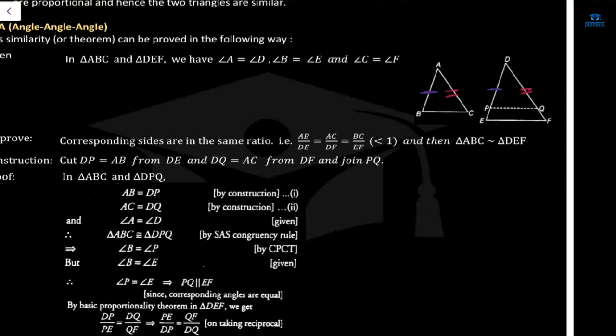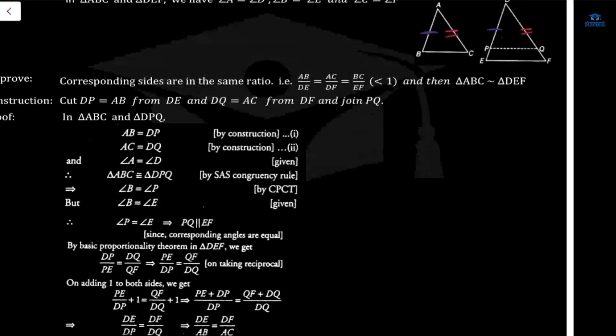That means it is given that all the three angles are already equal. Okay, now the other point we are going to prove, that is all the three sides are in proportion. Okay, that means AB upon DE is equal to AC upon DF, and BC upon EF is equal to the same. Okay, and since it is a ratio, so always ratio will be less than 1. Okay, now how have we proved this?